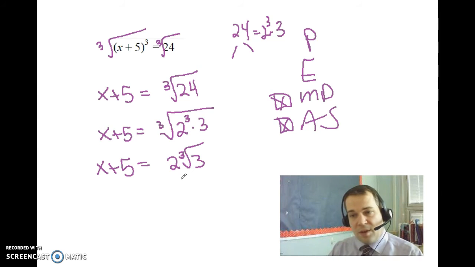At this point, I'm going to just not think too much about how weird this is. I'm focusing all my energy over here, because what's my goal? My goal is to get x by itself. So I don't really care how weird this looks. I just want to get this by itself.